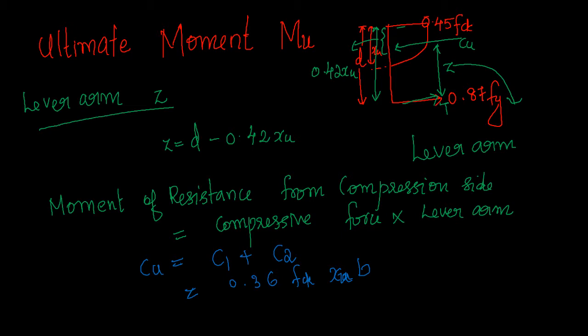The net compressive force will be acting over here. This will be the net compressive force and this will be the net tensile force acting on this beam section. The distance between the net compressive force and the net tensile force is denoted as lever arm distance Z. Here is a new term, lever arm. Let's see what is lever arm.